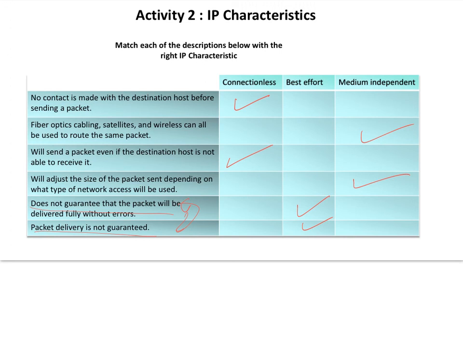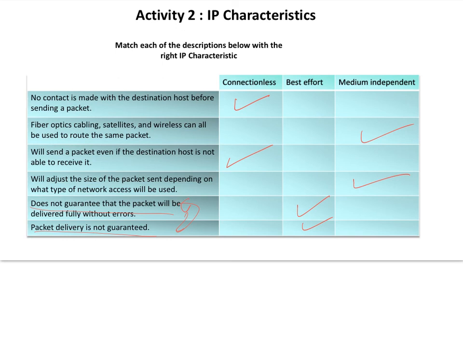Any confusion? Anyone still confused about this? You said best effort does not guarantee the delivery. Right. So what if it is important information? That's a very good question. Then you make a connection, basically. But this is not in the network layer.